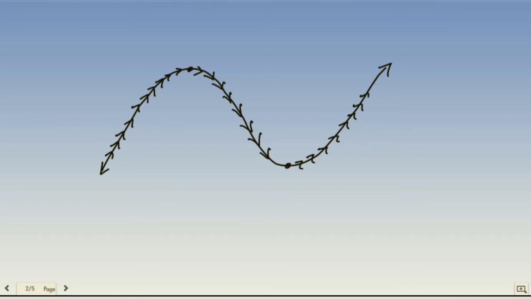So this portion, the graph is increasing. So between two turning points, the graph is decreasing. Before the first turning point, the graph is increasing. Here also the graph is increasing.